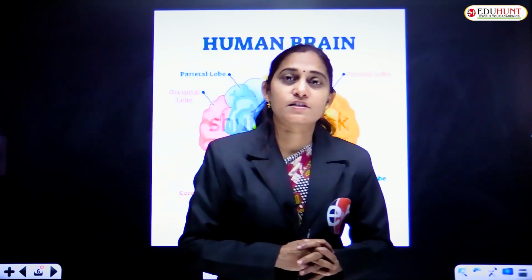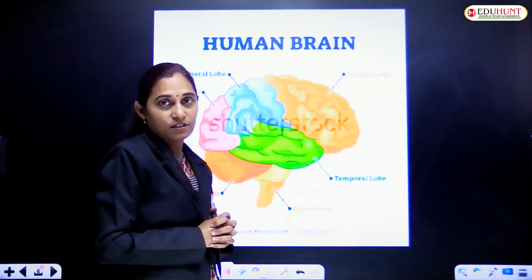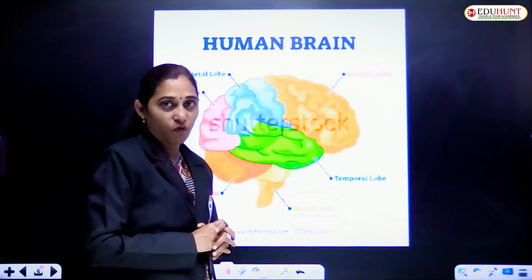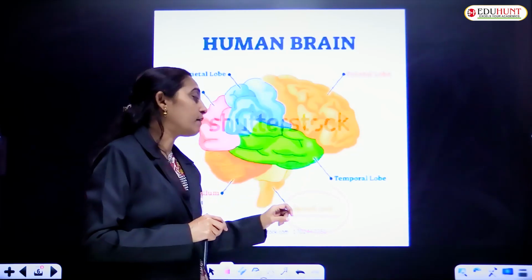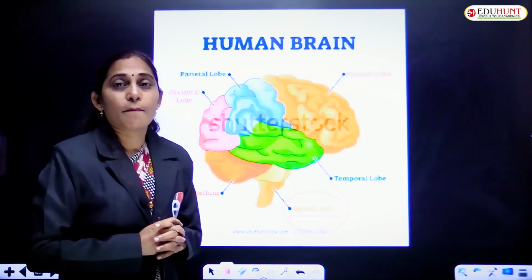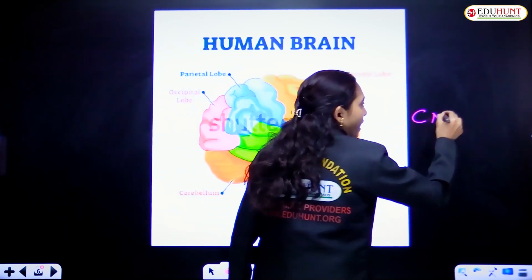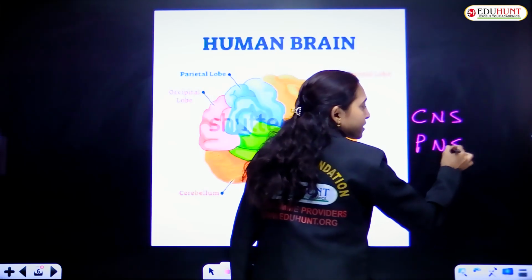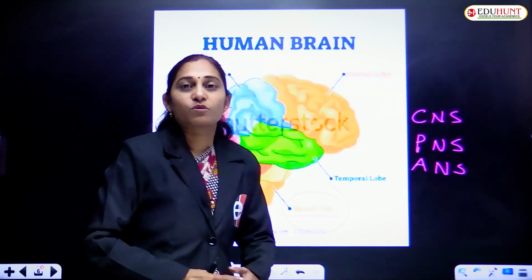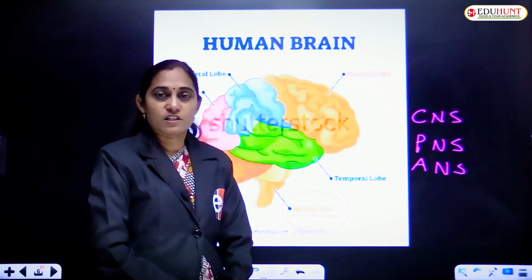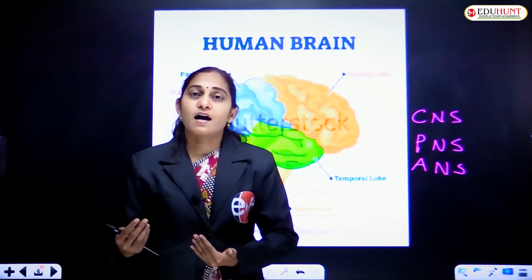The brain and the spinal cord form the central nervous system, and the peripheral nervous system is formed by the nerves from the brain and also the nerves from the spinal cord. They together make up the peripheral nervous system. Central nervous system is CNS, peripheral nervous system is PNS, and autonomous nervous system is ANS. So these are the different types of nervous systems. And in the next session, we are going to learn how the signals are transmitted.